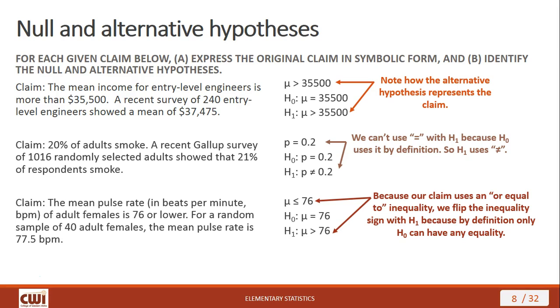The claim is that mu is less than or equal to 76. Well, the or equal to portion belongs with the null hypothesis. So since we took that out and put it with the null hypothesis, we have to switch the inequality sign on the alternative hypothesis. Because again, we're looking for complementation. So here the complement we're looking for is greater than 76 because that's the complement to less than or equal to 76.